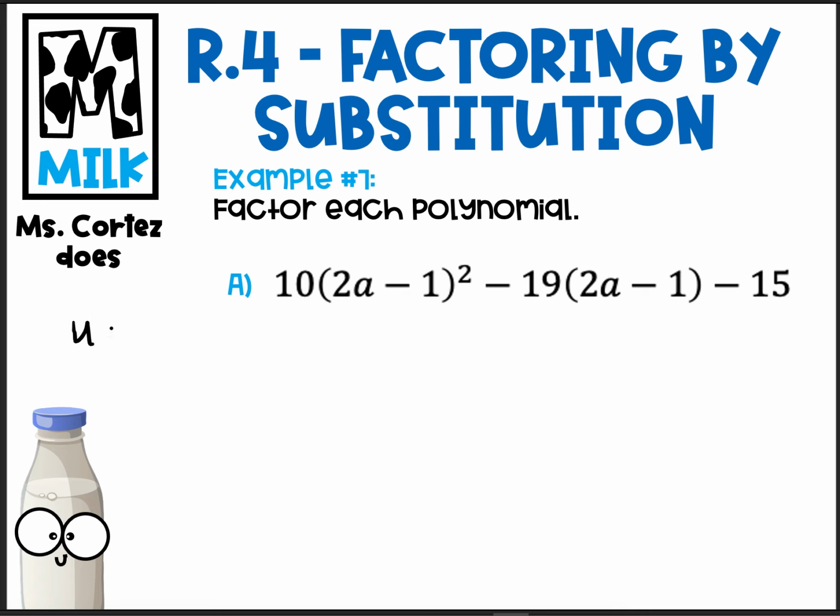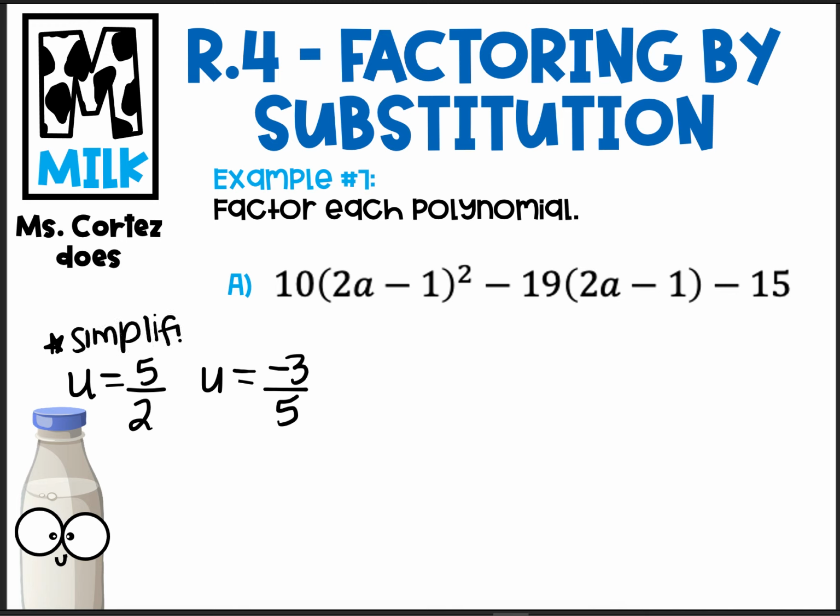So my u is 5 divided by 2, and u is negative 3 divided by 5. This I got from u equals 19 plus 31 over 20 and 19 minus 31 over 20. I simplified. So my two factors, when I solve for them, I hope you remember this step from class, but let me go over it a little bit.